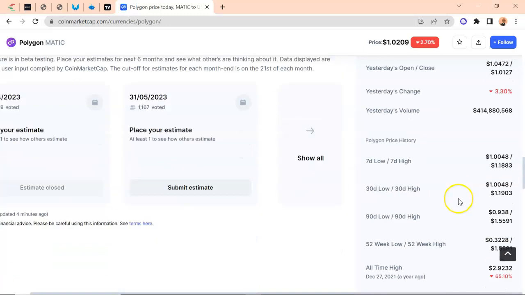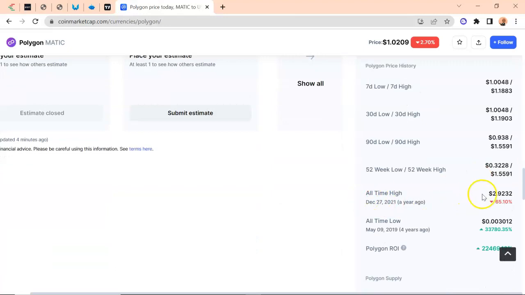So let's dig deeper and have a look at more data about Polygon Matic. What do you see here? The all-time high of Polygon was 2.92, isn't it? And it is the only coin in the crypto market whose loss from all-time high is very, very low.